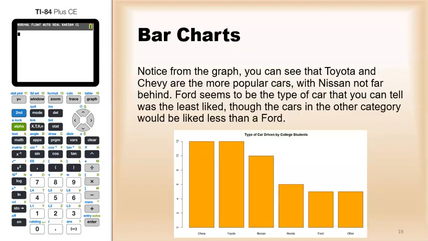If you notice from the graph, you can see Toyota and Chevy are the most popular cars, with Nissan not far behind. Ford seems to be the type of car that was the least liked, though the cars in the other category would have been less liked than Ford.